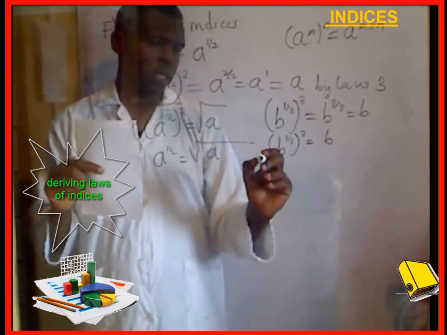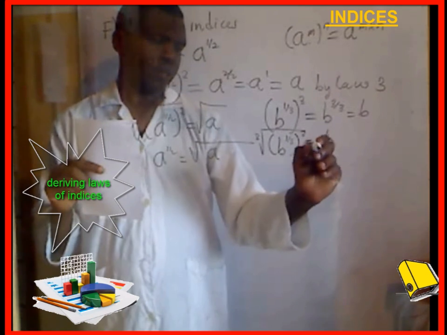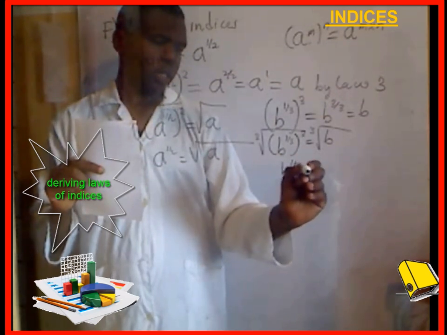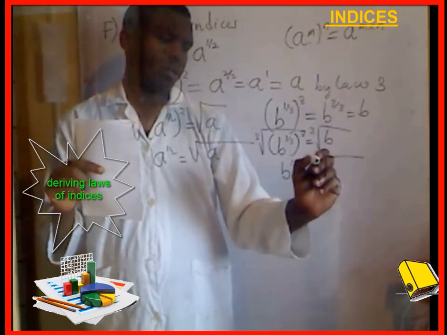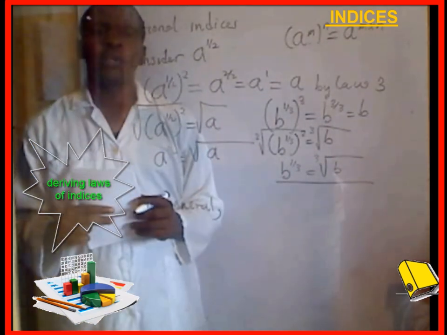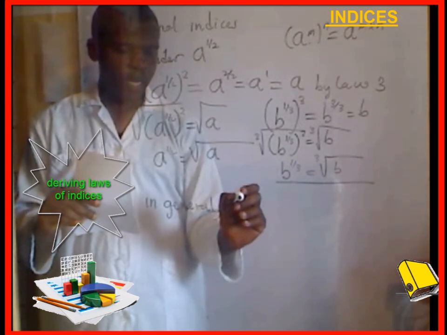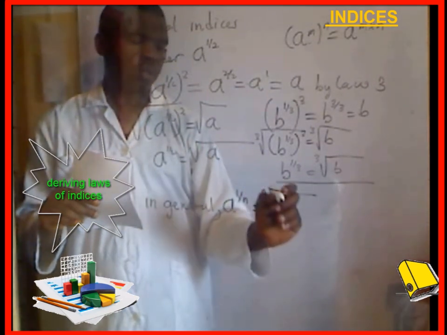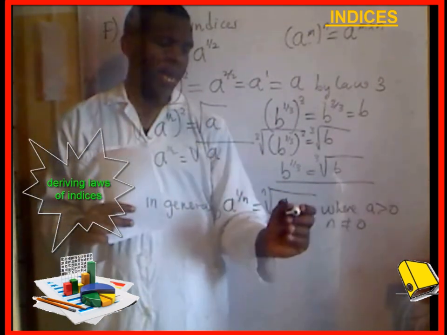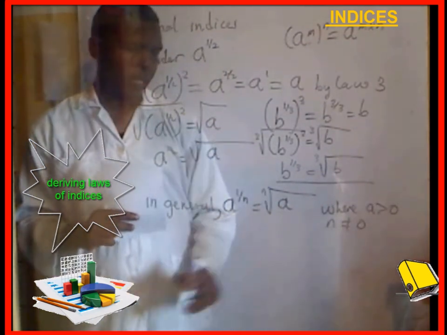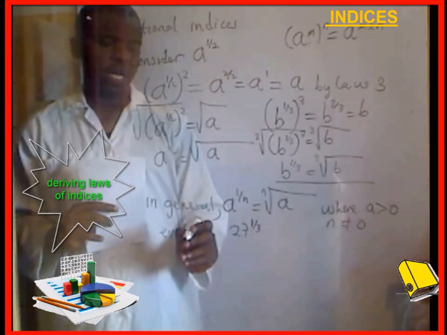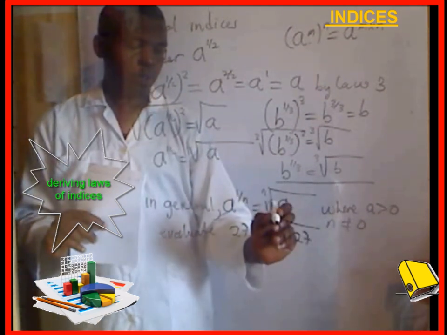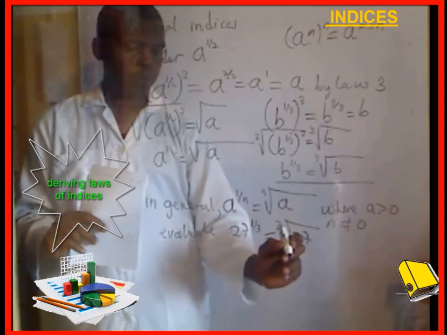I take the cube root of both sides. So b raised to the power 1/3 is equal to the cube root of b. In general, a raised to the power 1 over n is equal to the nth root of a, where the base is greater than 0 and n is not equal to 0. Evaluate 27 raised to the power 1/3. This will be equal to the cube root of 27, which is equal to 3.